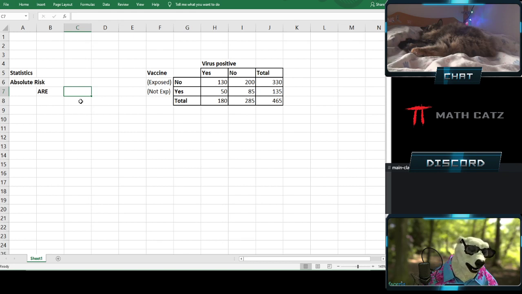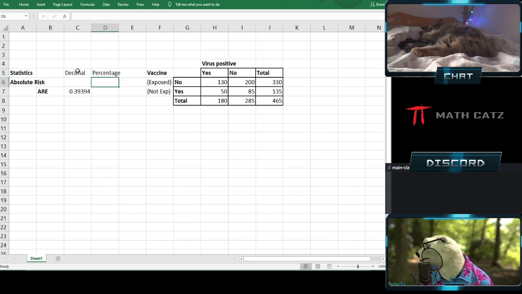So the absolute risk for the exposed group is going to be, remember, within that row, 130 out of 330. I'm not going to put the number in, I'm going to reference the cell. 130 cell divided by the total. I'll show both. I'll show here the decimal, and where appropriate, I'll show the percentage. So there, I'll just take that one times 100, right? Nothing to it. I, on purpose, will not use the percentage format.